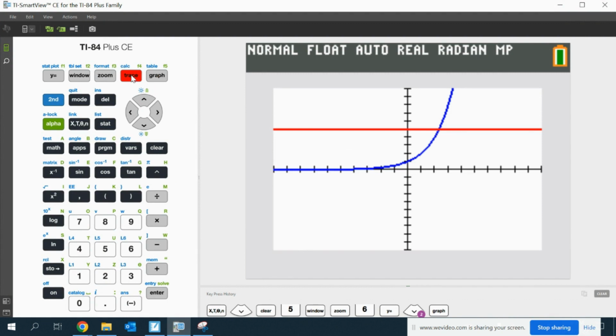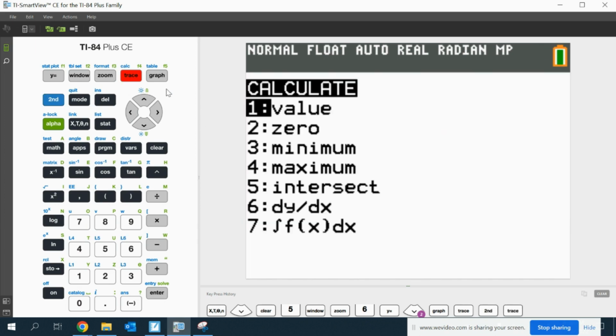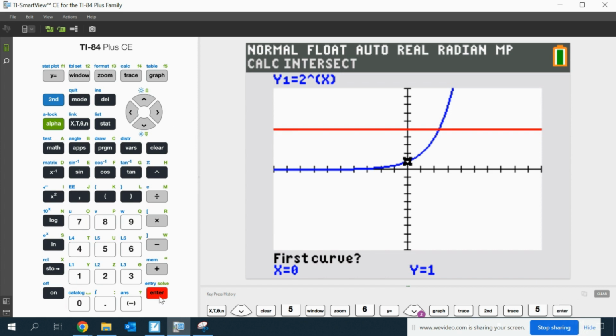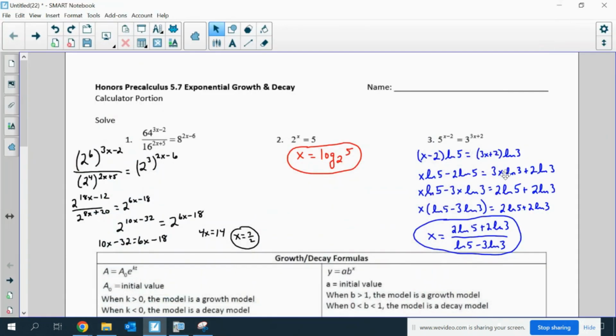So you just take both sides of the equal sign, type them in as y1 and y2, and then you find the intersection of those two things, and you find it's 2.322. And 2.322 is the 3 decimal place rounded value of log base 2 of 5.